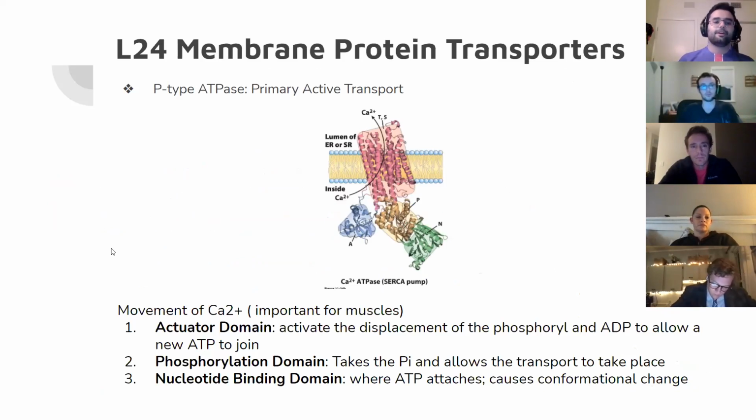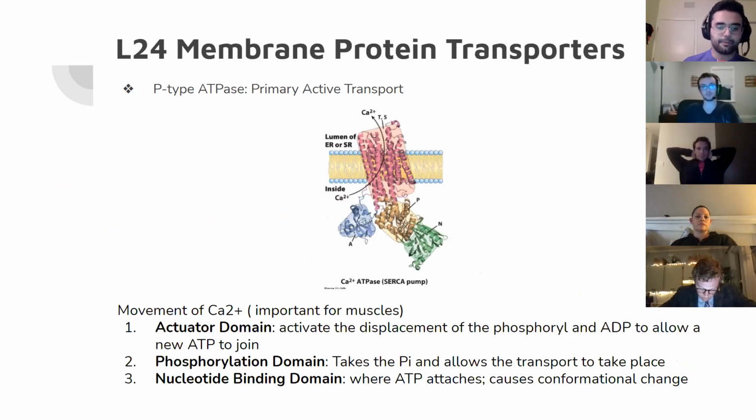So we talked about our P-type ATPase for our phospholipids, right? So now we're going to look a little bit deeper into it. These P-type ATPases are for primary active transport, right? So they use ATP. They have 3 different domains that are really, really important.